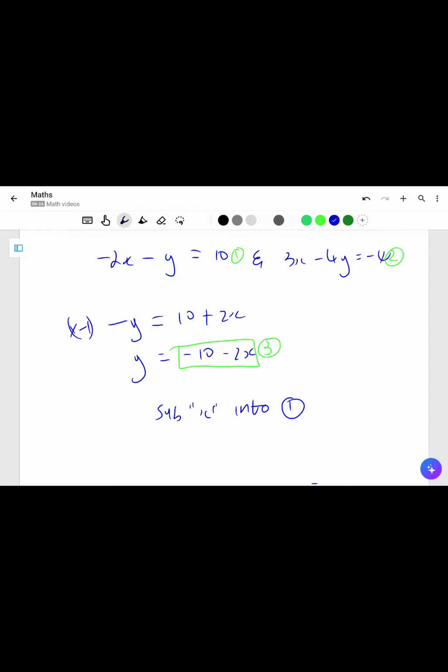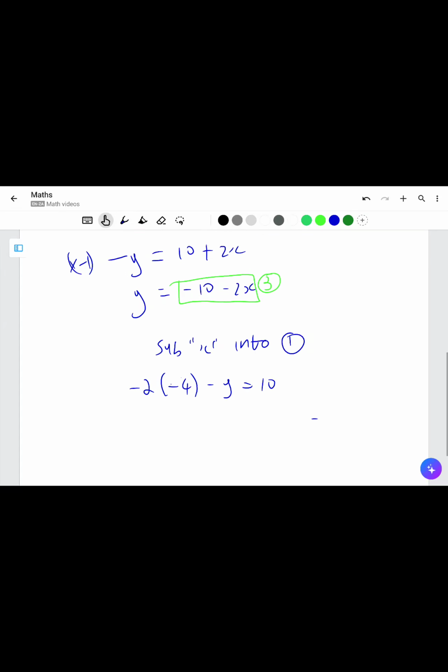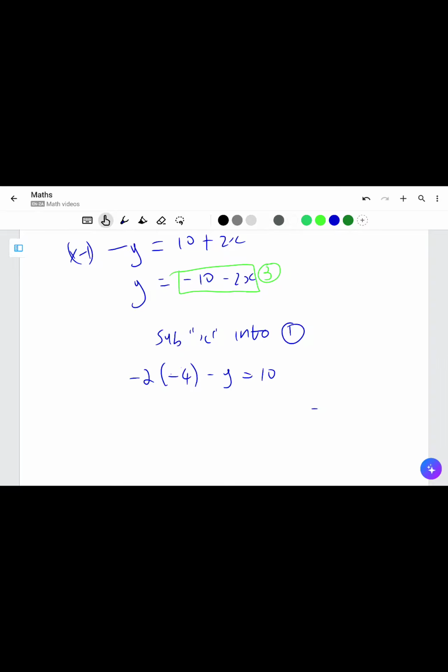Alright, so we know that equation 1 is minus 2x, right? But now remember, x is negative 4, so it's negative 4, minus y equals 10. Okay, and now we have a normal linear equation. So what we're going to do is multiply negative 2 into the bracket. Negative 2 times negative 4 is going to give you a positive 8, and we still have minus y equals 10.